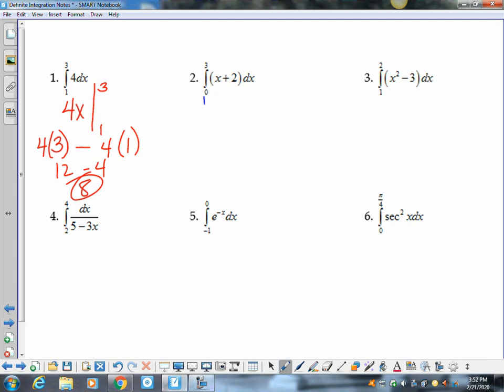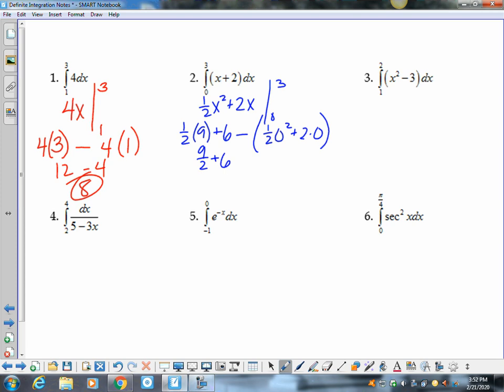Okay, if I do the integral of this one, so I'm going to plug in a 3, and then I'm going to plug in a 0. So 9 over 2 plus 6, and the whole back end is going to be a 0. That's 21 over 2.